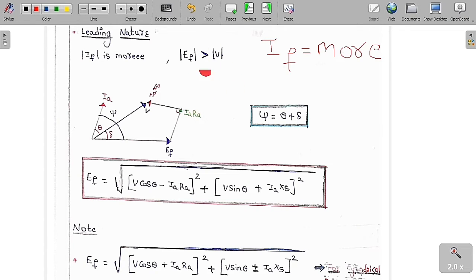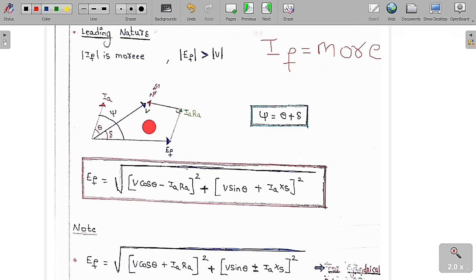Now we will see what is going to happen. As I've already told you, I am going to take EF as a reference. Then the current IA is going to lead here. Leading nature means IA is going to lead the EF. This is called a leading nature. This is IA into RA, and this is IA into jXS. If I add these three vectors, we get V. You can see clearly from this diagram that the EF value is always higher than V. Therefore, the magnitude of EF is always greater than the magnitude of V, so we can say it is a leading nature.